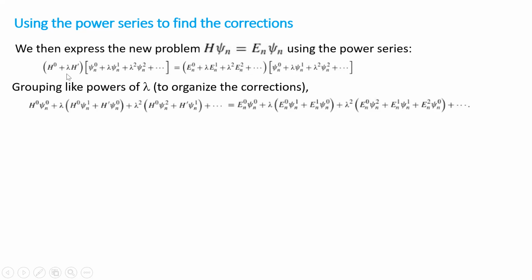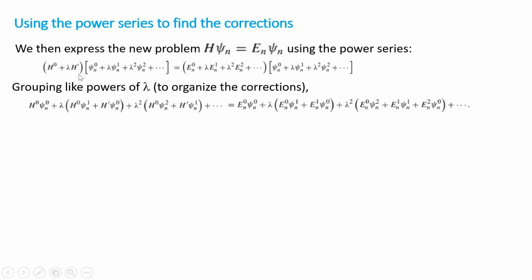So on this side, let's look at just a couple terms. We won't do every term, but we'll look at a couple. The first term we get is H0 psi n0, which is over here. The second term we get would be lambda H0 psi n1, with a lambda in it. The third term would be lambda H prime psi n0. So those are both first order in lambda. They're multiplied by the first power of lambda.